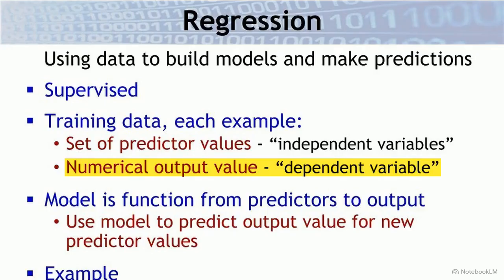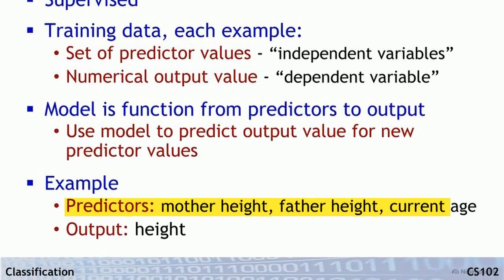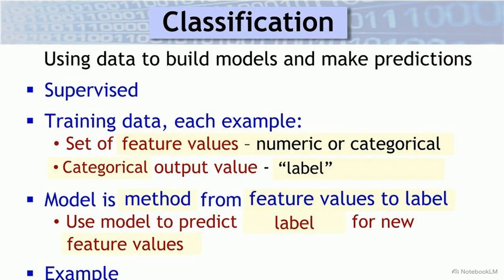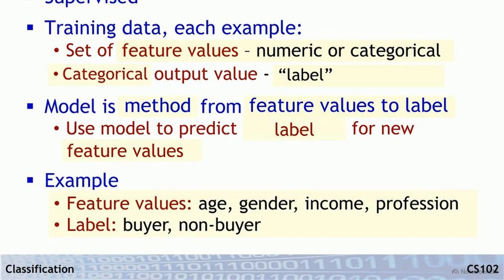Look at the dependent variable. If we provide predictors like a mother's height, a father's height, and a child's age, a regression model calculates a precise numerical output, the predicted height. But as this slide shows, classification is used when the output is a discrete category, or a label. Instead of calculating a point on a numerical scale, the model sorts data into groups, such as buyer or non-buyer.